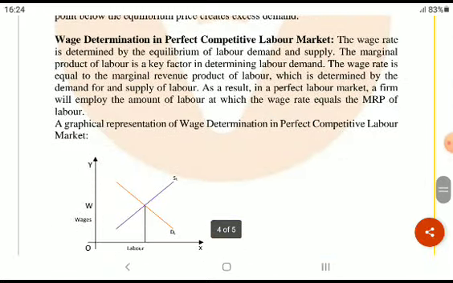Next is wage determination in a perfectly competitive labor market. The wage rate is determined by the equilibrium of labor demand and supply. The marginal product of labor is a key factor in determining labor demand. The wage rate is equal to the marginal revenue product of labor, which is determined by the demand for and supply of labor. As a result, in a perfect labor market, a firm will employ the amount of labor at which the wage rate equals the MRP of the labor.